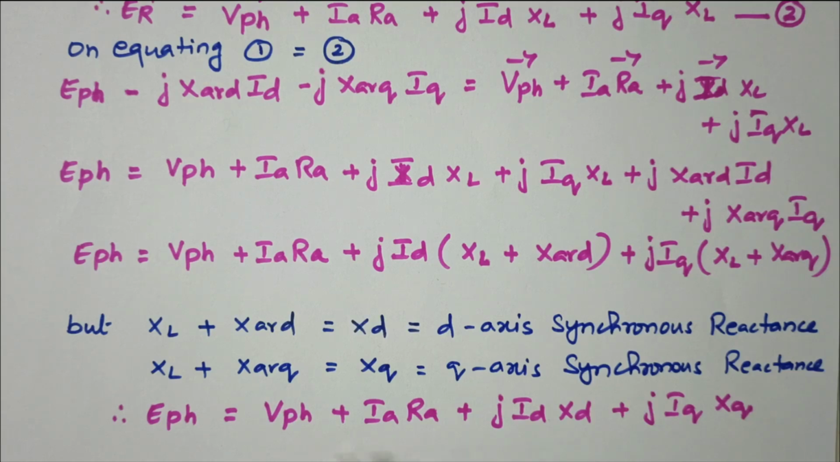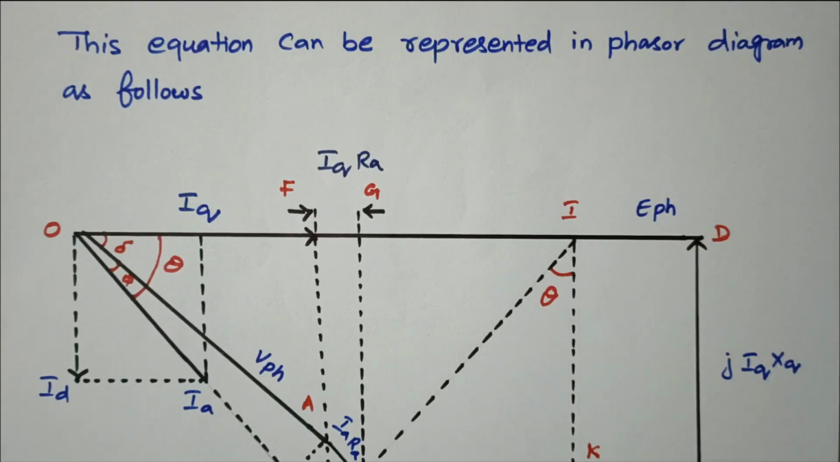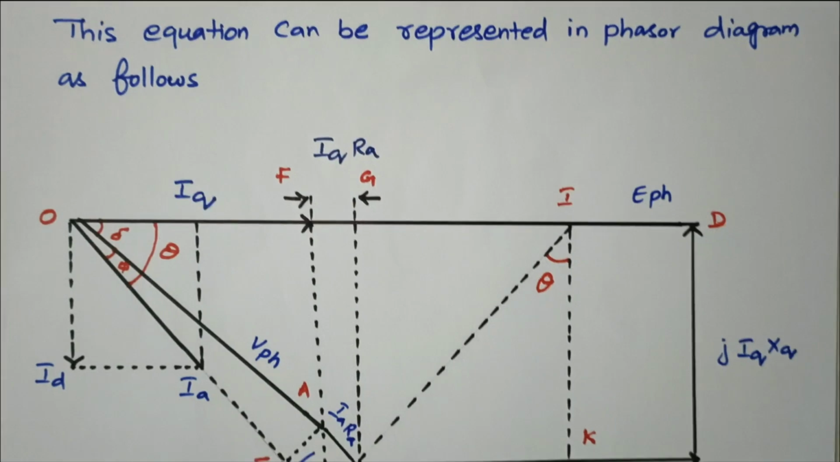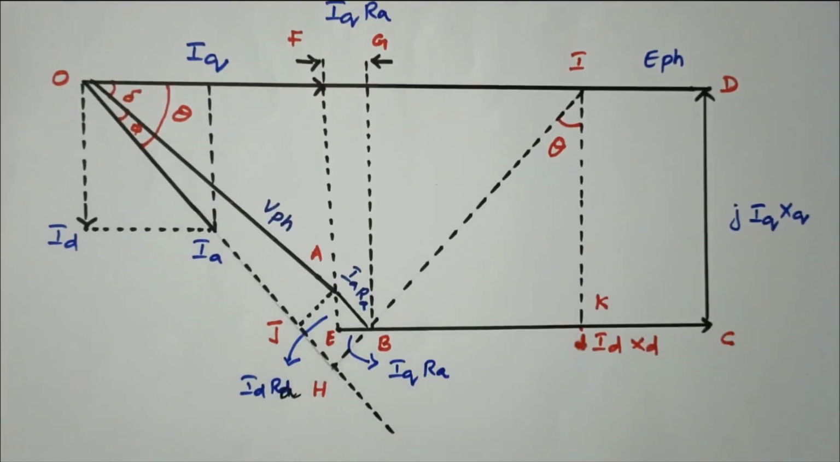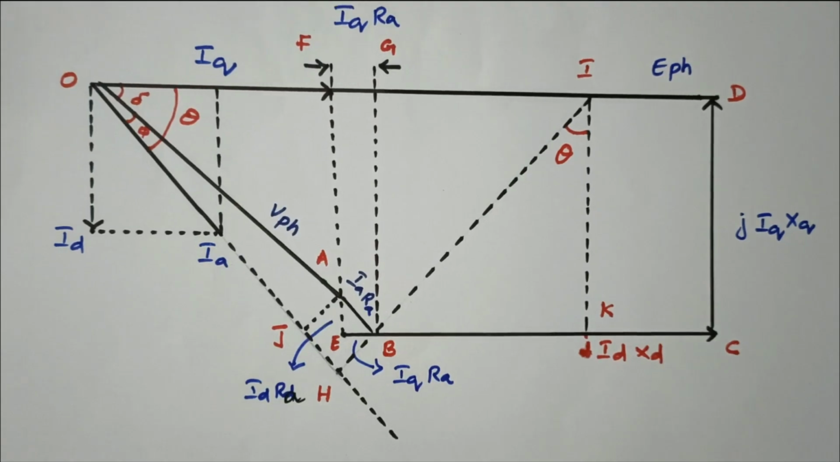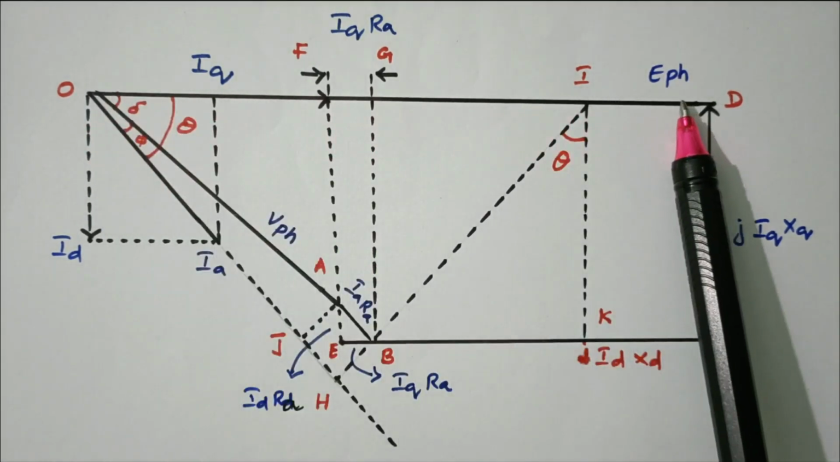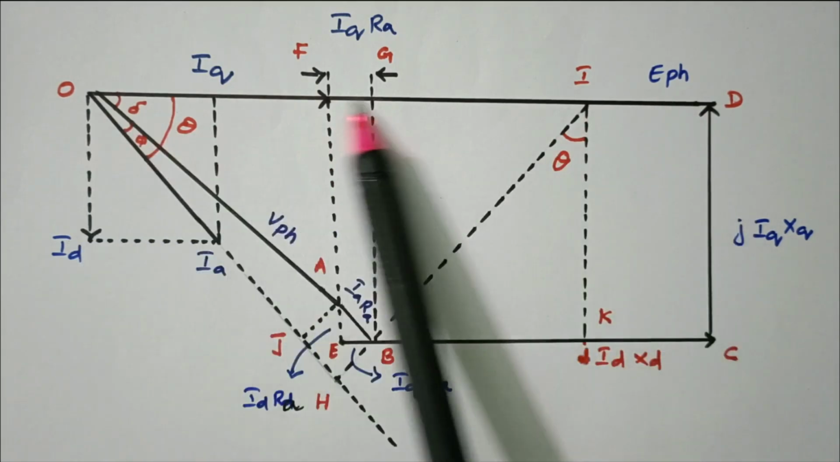Now we'll see the phasor diagram, based on that, how it is represented. So this equation can be represented in the phasor diagram as follows. Now we refer to the phasor diagram. So this is the resultant EMF E phase that we need to find. That is the final aim.